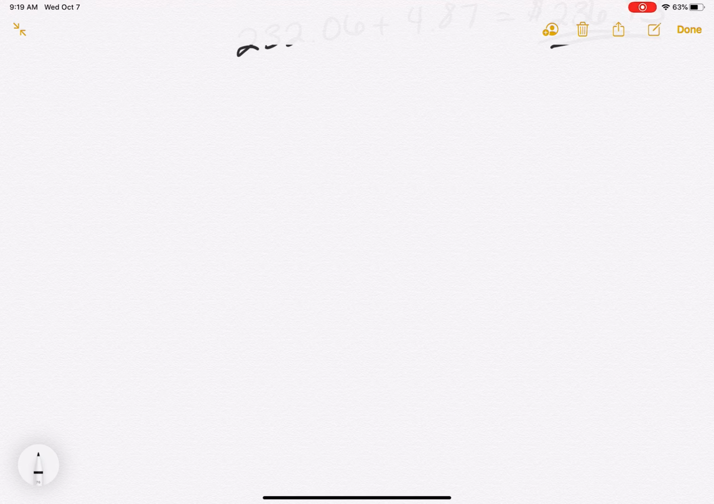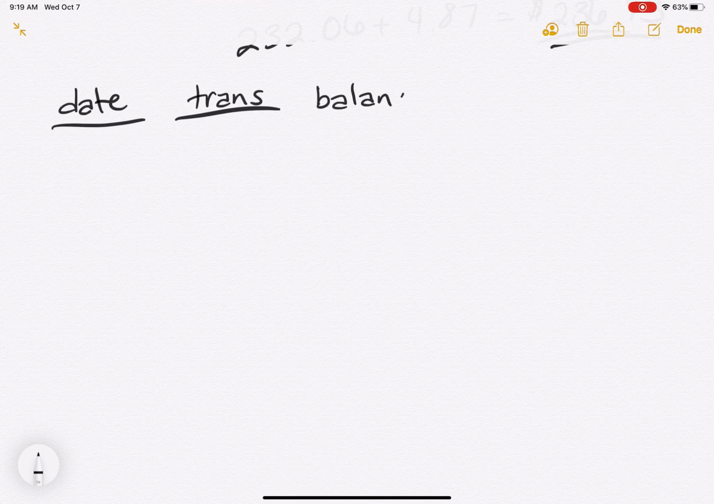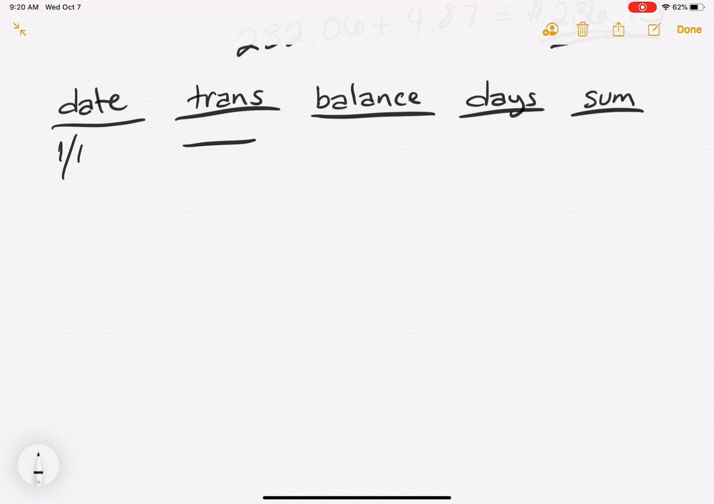Let's skip all the way down. We're going to have date, transaction, balance, days, and sum. So C says, in January, Lincoln Hertz's credit card statement had a beginning balance. What date is that? 1/1, right? A beginning balance, so no transaction.